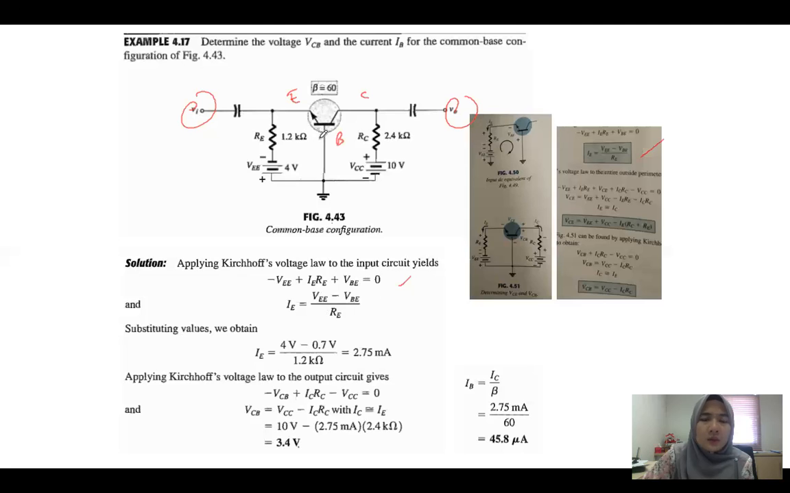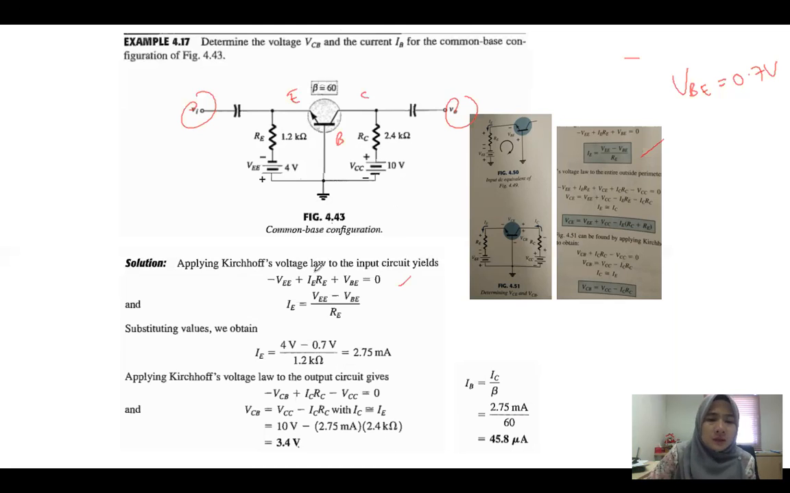VBE, usually we use 0.7 volt. So take note that VBE is equal to 0.7 volt. And RE is 1.2 kilo ohm. So IE is equal to 2.75 milliampere.